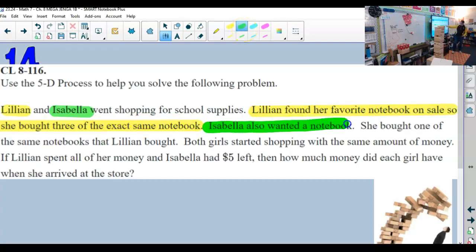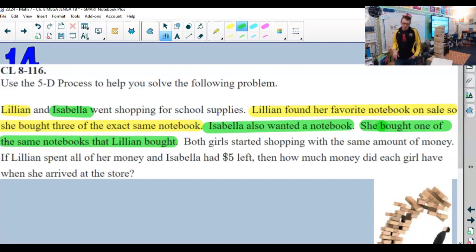If you're struggling with this, I would definitely split this to color code, because sometimes the she's and who are we talking about got confused. But alright. If both girls started shopping with the same amount of money, and Lillian spent all of her money, and Isabella had $5 left, how much money did each of the girls have at the beginning? Owen got $7.50. If no one disagrees, because we're going to try to start making time our priority, you could set up an equation because they both start equal to each other, right? You could build an algebraic equation.